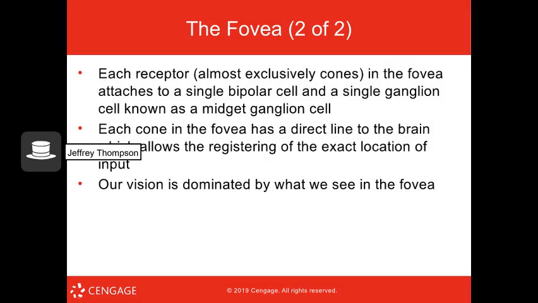So I mentioned rods and cones before. We'll go into detail about the differences between those two a little bit later. But the fovea is almost exclusively composed of cones, and those receptors attach to a single bipolar cell and a single ganglion cell, known as a midget ganglion cell.